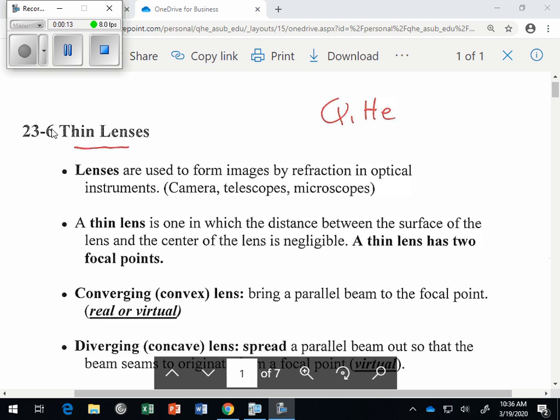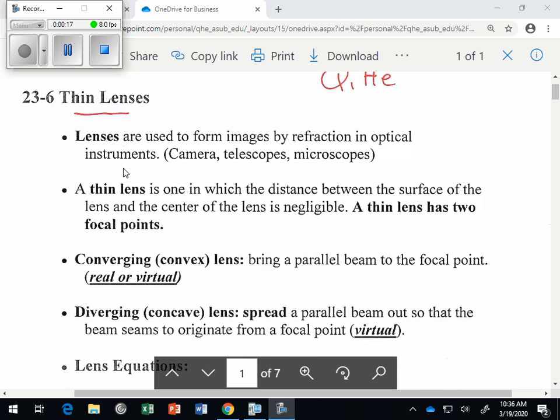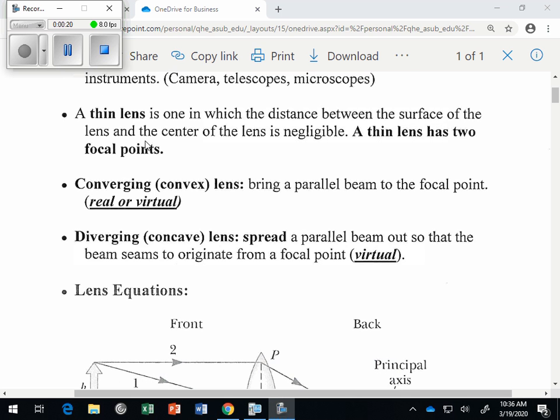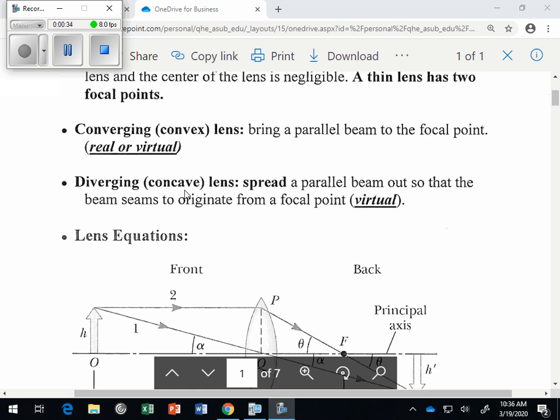Last time we studied thin lenses. Remember the definition: a thin lens is very thin, meaning its size from one end to the other, its thickness, is much smaller compared to the object distance and image distance. And we have a converging lens, which brings a parallel light beam to a focal point, and the converging lens will give you either a real image or a virtual image.